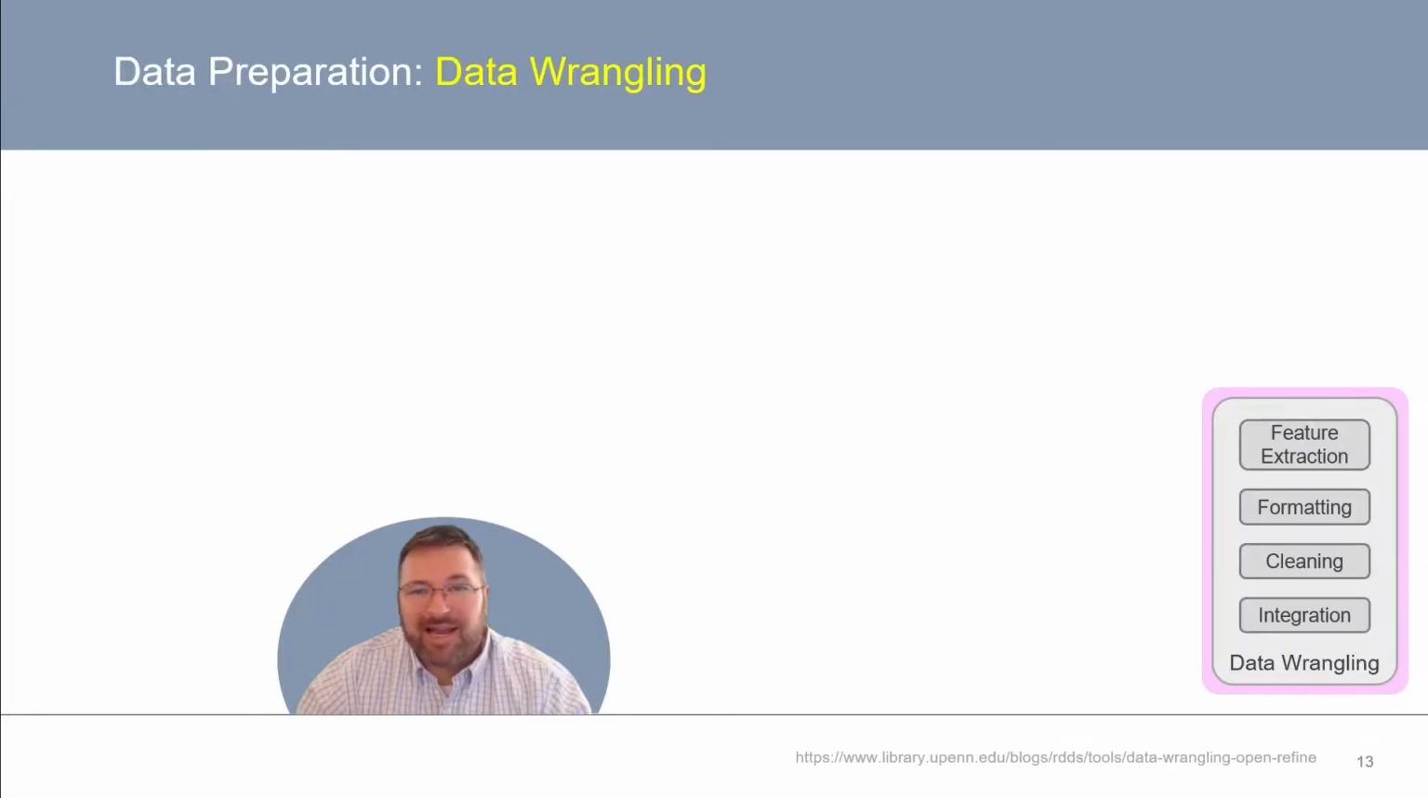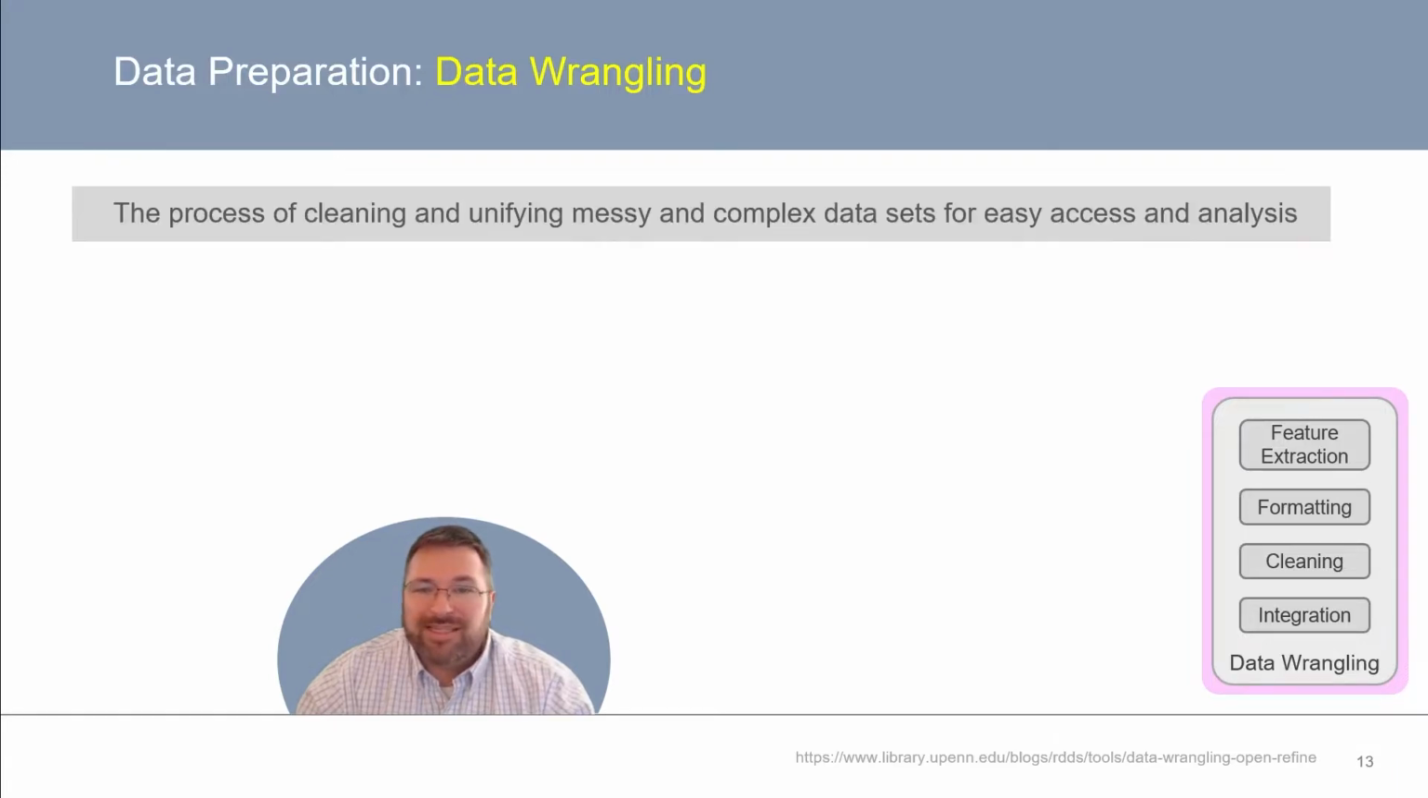Moving on, let's take a high-level look at data wrangling as part of data preparation. This is the process of cleaning and unifying messy and complex datasets for easy access and analysis. It's also referred to as data munging. Of note, data wrangling is often intimately connected to exploratory analysis.